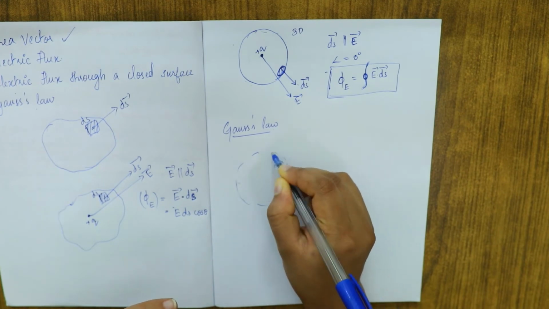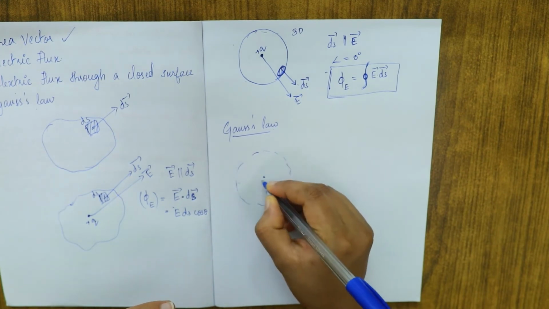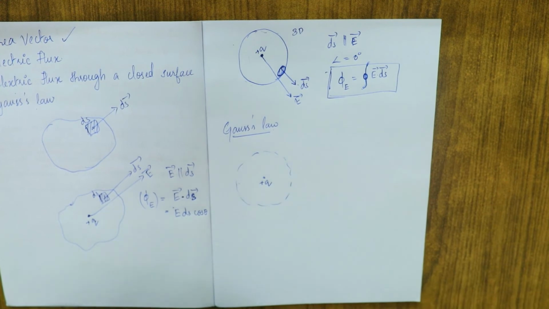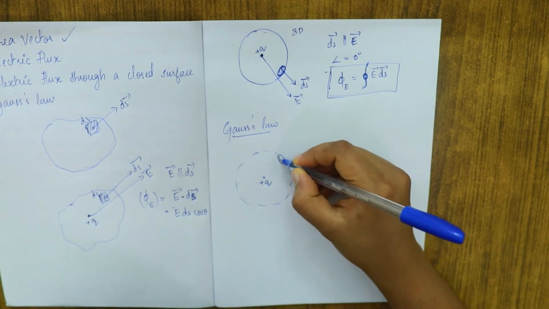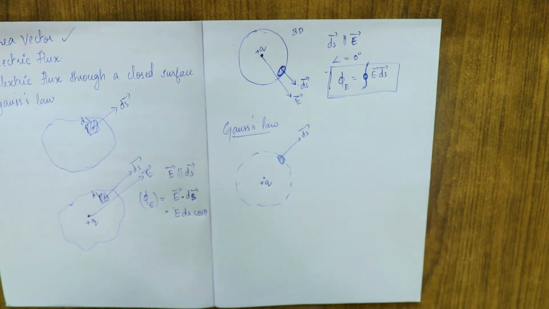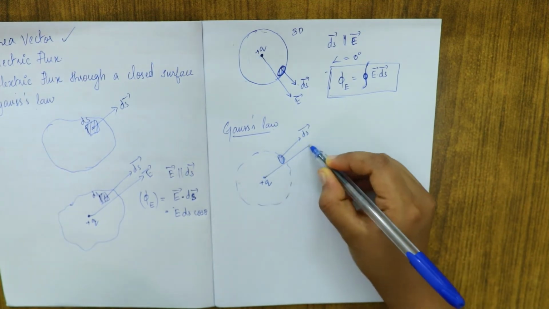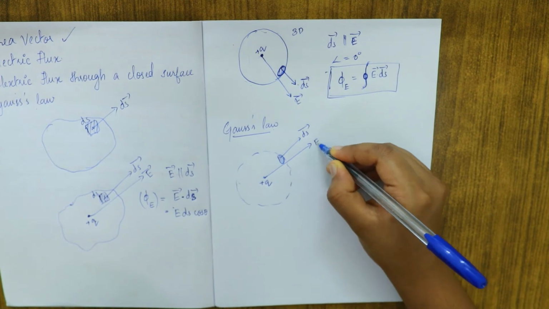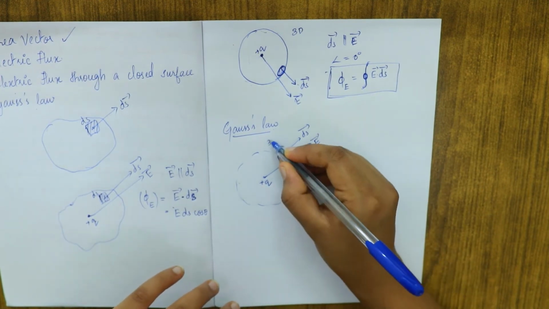We're going to consider a sphere enclosing a charge plus q, and we are going to take a small surface here which also has an area vector ds coming out of it, and an electric field produced by the charge, directed outward from the surface. This is a three-dimensional figure.